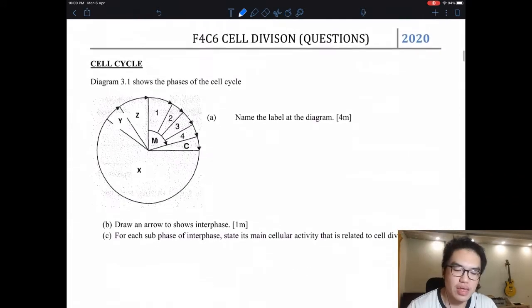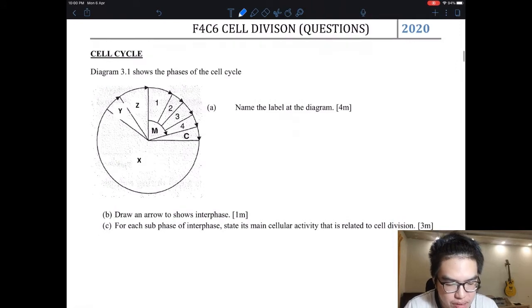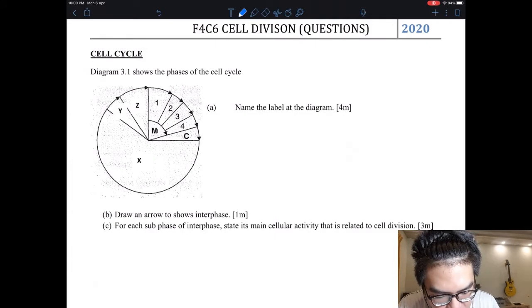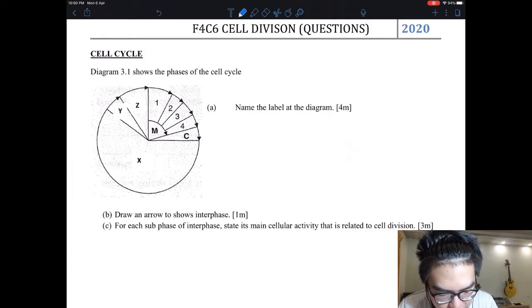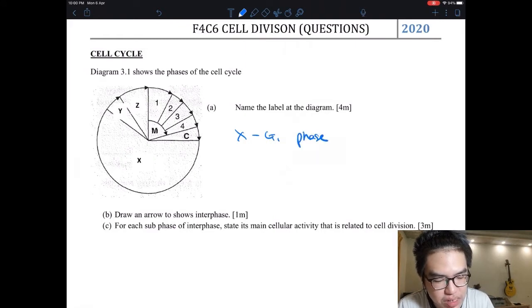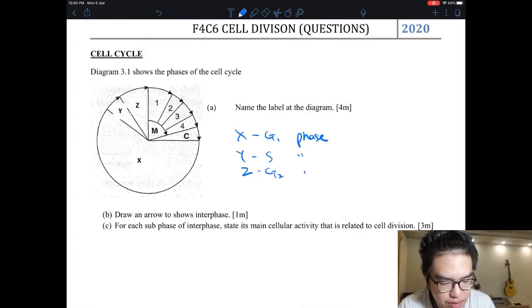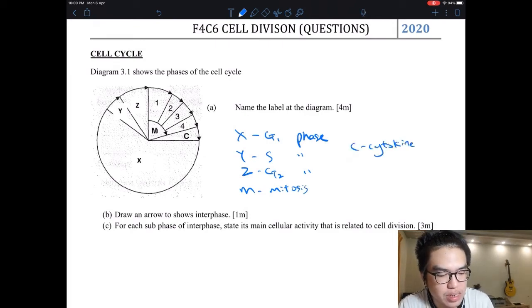All right, let's look at this question. Cell cycle. Name the labels in the diagram. Let's start with X. What is X called? X is my G1 phase. Y is my S phase. Z is my G2 phase. M is the mitotic phase, or mitosis. C is my cytokinesis, the separation of the whole cell.